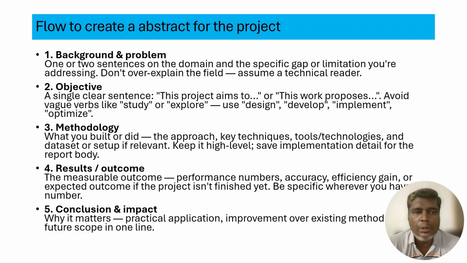Next, when you are going to declare the objective, you have to start the statement with 'This project aims to' or 'This work proposes'. Use these words to clearly define your project and avoid verbs like study and explore. These things you have to avoid when writing your abstract, and you can use design, develop, implement, optimize. These are a few keywords which can be used to define your objective.